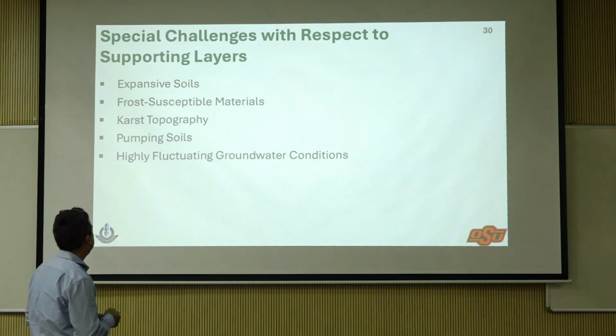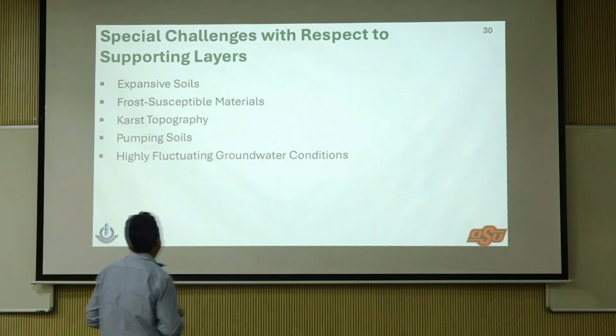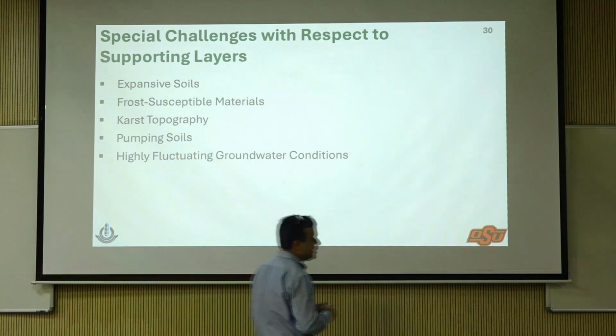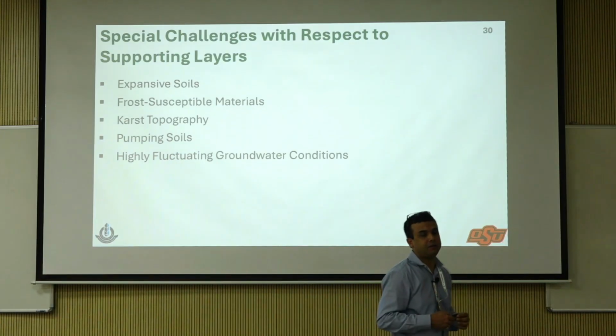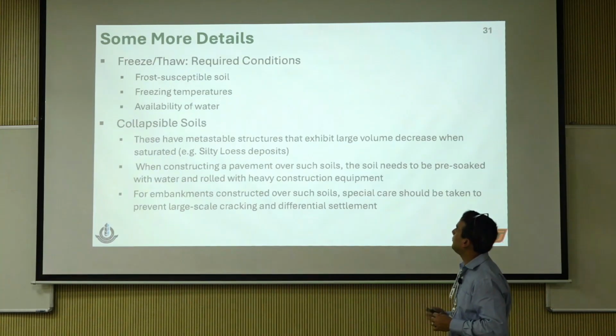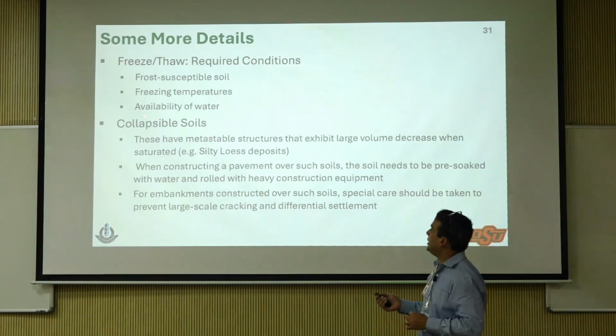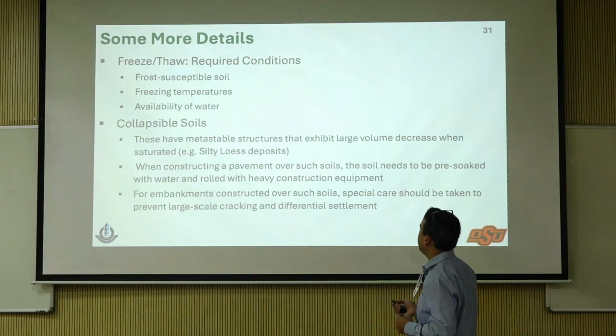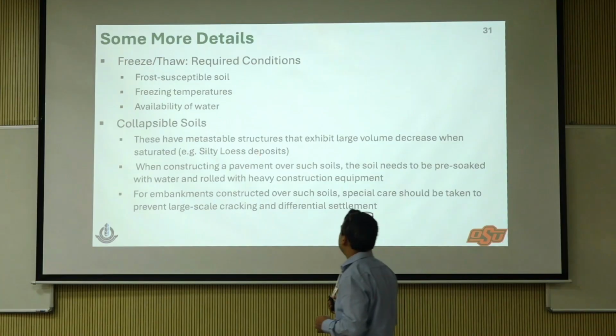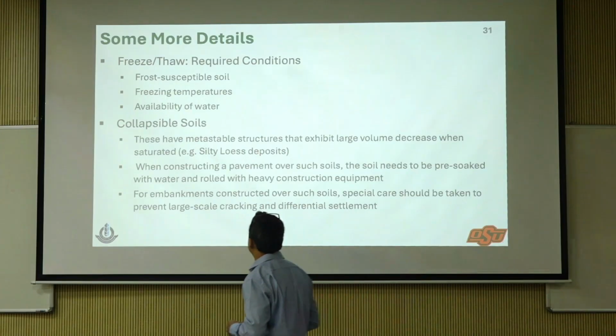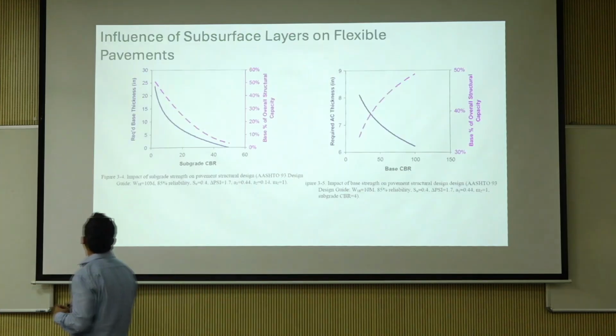Karst topography, pumping soils, highly fluctuating groundwater conditions, these are all things that are going to affect your soils. Already said that. Collapsible soils, again, have metastable structures and a large volume decrease when saturated. So these are all problems.